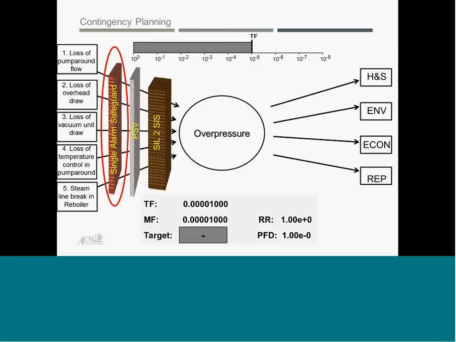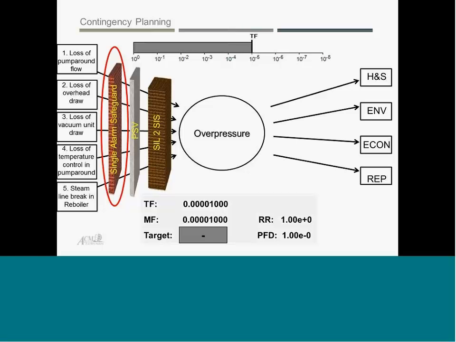The next thing you could do is go a little bit further with your LOPA: contingency planning. We have this single alarm safeguard, and obviously it's pretty important at this point because it's covering a lot of causes going towards overpressure. So we're going to look at what would happen if we didn't have that safeguard.